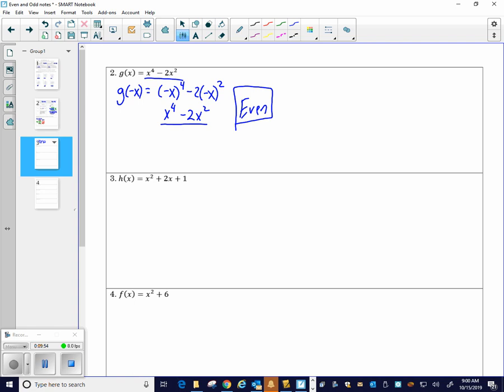There is only one function that's actually both even and odd. If you can figure that one out, I'll give you a piece of candy. Just kidding. You can have the candy anyway.